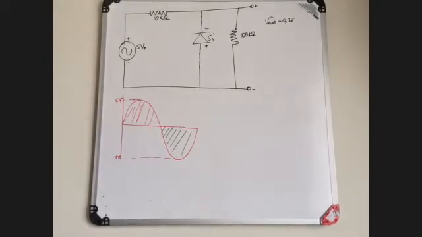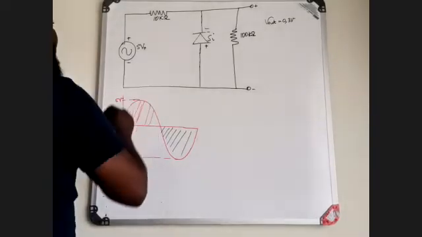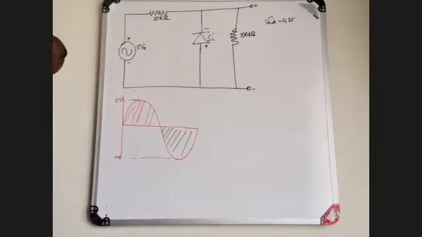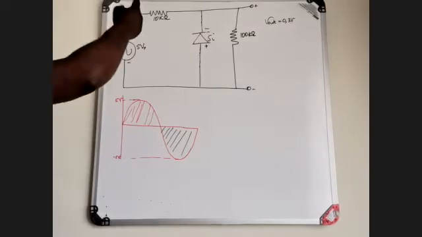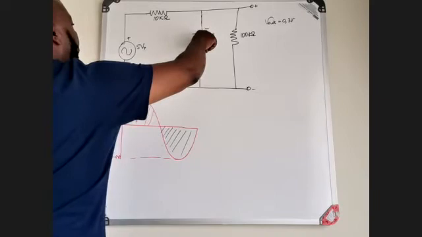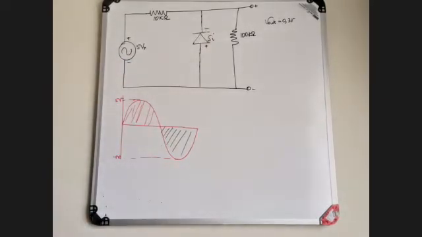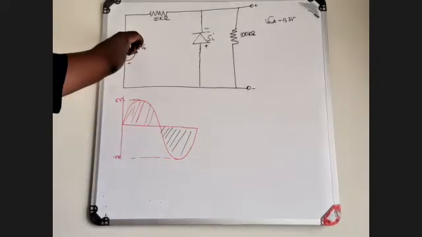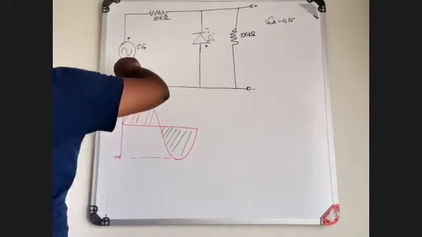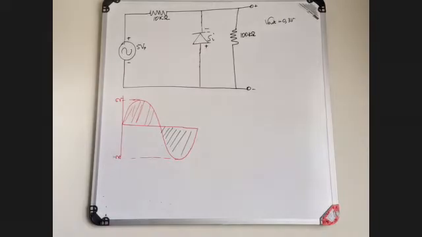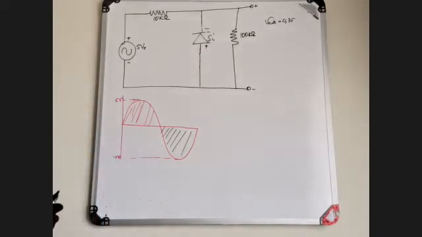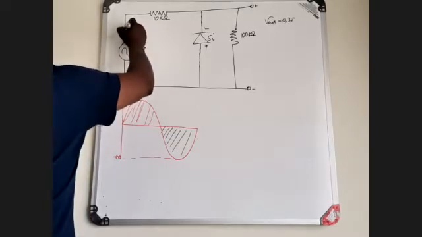Now, this circuit is different from the previous circuit, based on the placement of your diode. You'll see that with the diode, the positive of the source is connected to the negative of the diode. The negative of the source is connected to the positive of the diode. It simply means that I will have a current flowing in that direction.